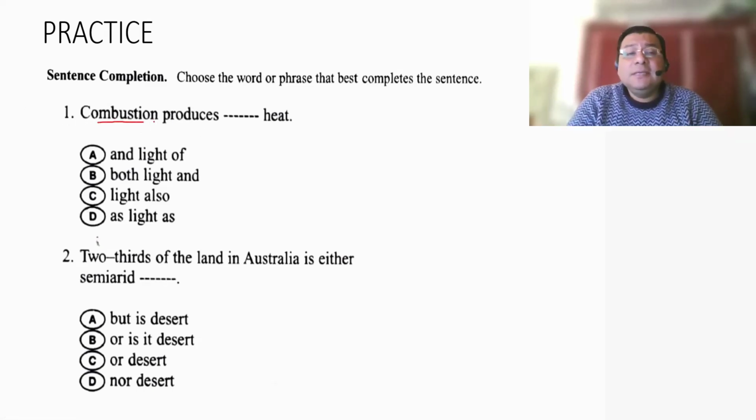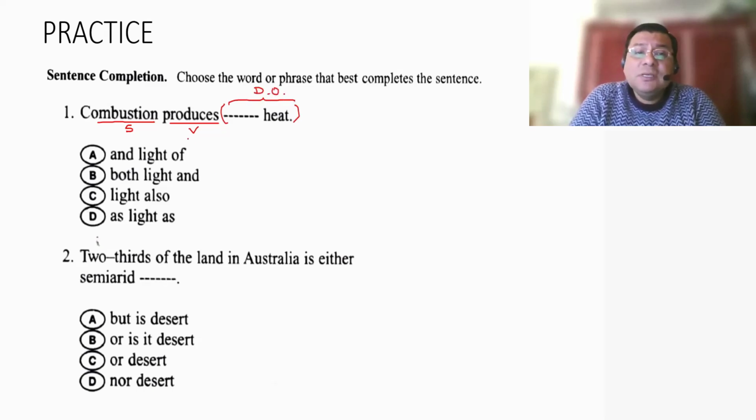We have a subject here, and the word combustion is our subject. We have a conjugated verb, so clearly we have an independent clause here, and then we are supposed to expect a direct object for this conjugated verb. And we analyze the options. Produces and light of. Well, actually, if we're using and, what should follow and should be a parallel structure to produces, but light is no verb, so this is not correct.